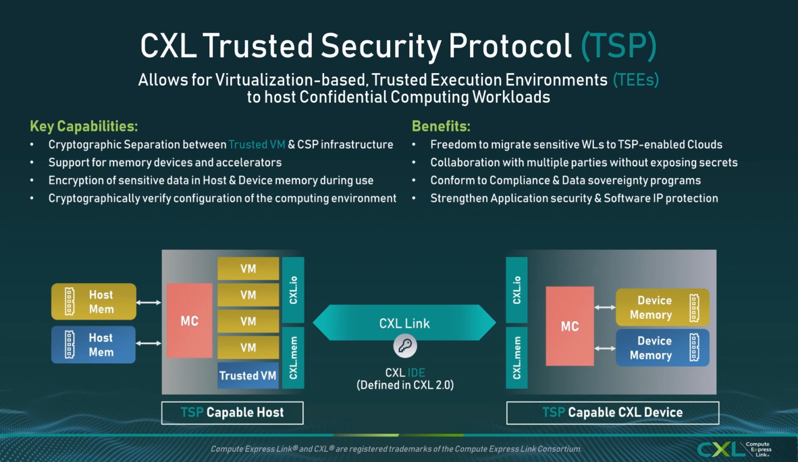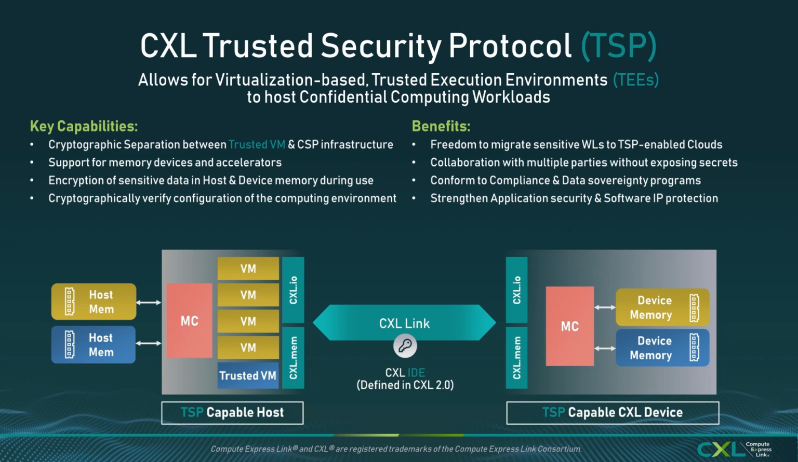So I show in the picture, we have a TSP capable host that has some regular VMs and a trusted VM. The color code shows the memory allocation. The blue color shows the trusted VM and the memory that's assigned to it, and there's a separation between that and the rest of the VMs. Cryptographic separation. Again, this happens on the host side, but CXL extends that trusted VM domain to the memory device as well.